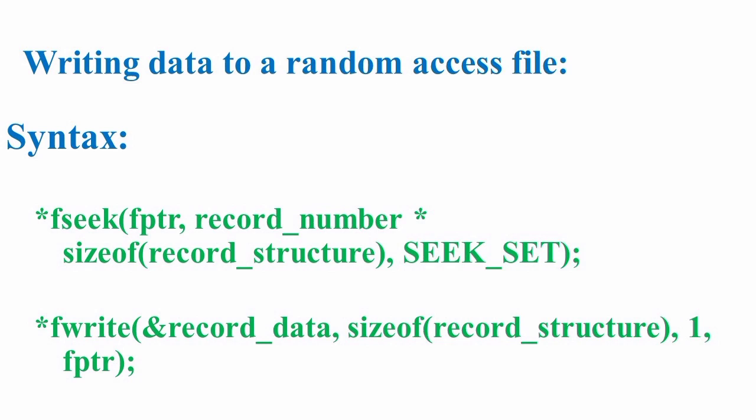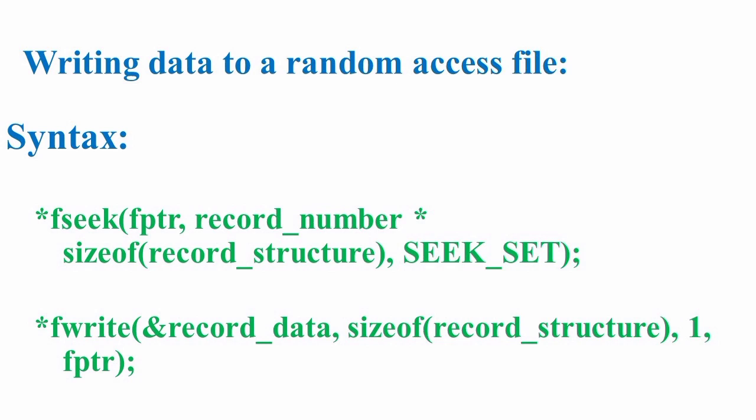The fseek function is used to set the file position indicator to a specific location within a file. fptr is a pointer to a file object that represents the file being accessed. The record number is the desired record number or position in the file.